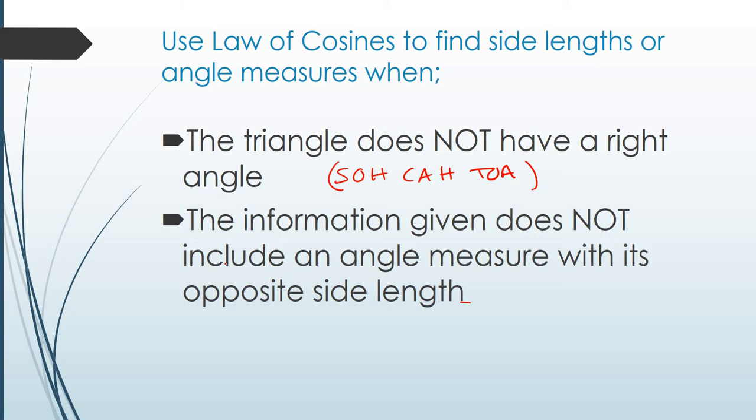And if the information does not include an angle measure with the opposite side length, because we know that if we have an angle measure for A and a side length for A, then using the law of sines, you can set up any other ratio to find any other missing angle or side length. So if there's a right angle, we're going to use SOHCAHTOA. If we have an angle and an opposite side, we're going to use law of sines. Now, if neither of those cases are true, we are going to use the law of cosines.